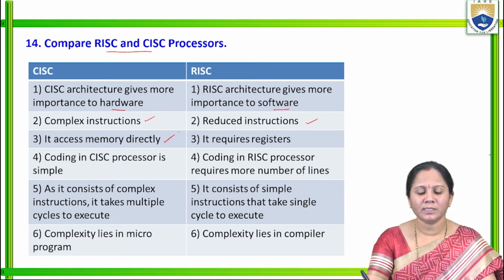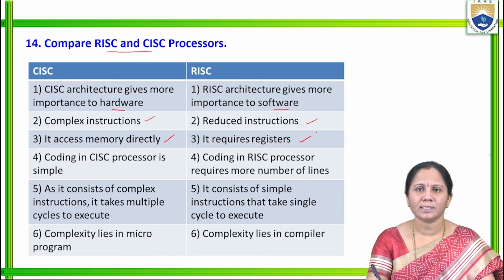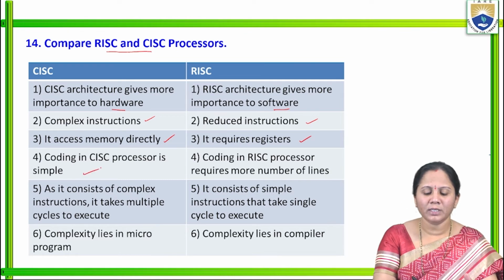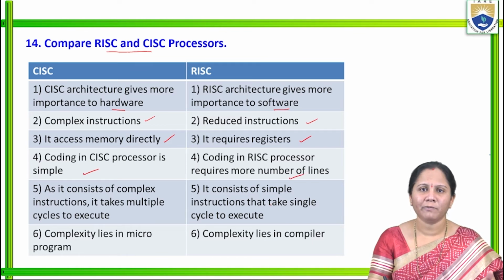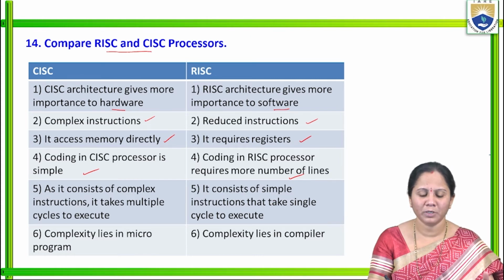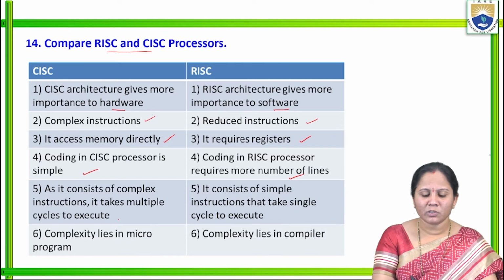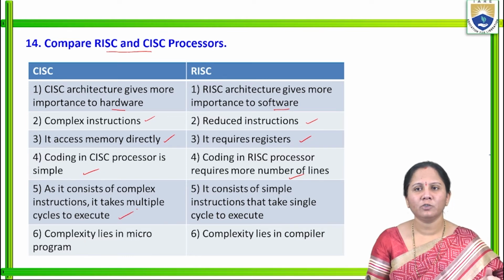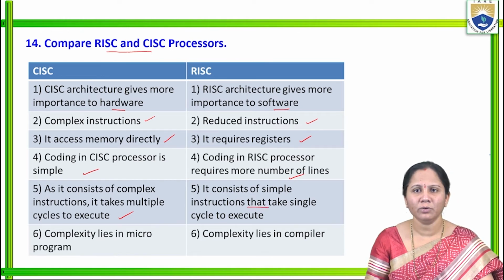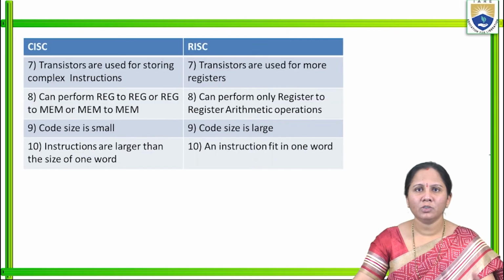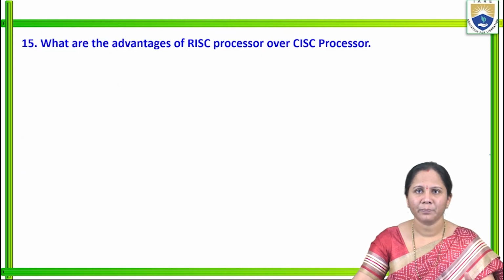So CISC processors can access memory directly, whereas RISC requires registers to access the memory. So coding in CISC processor is simple, whereas coding in RISC processor requires more number of lines because the instruction is simple. So in order to write the same program, more number of instructions should be used. So as it consists of complex instructions, it takes multiple cycles to execute. But since the instructions are simple in the RISC, it takes only a single cycle to execute. Okay. So all these are some of the differences we have to write regarding CISC and RISC processors.